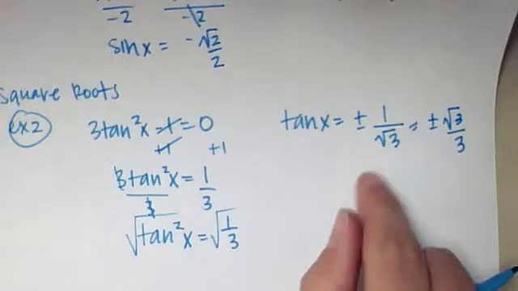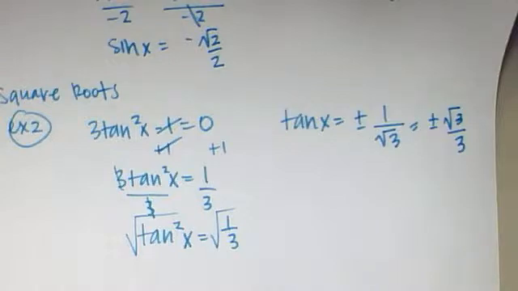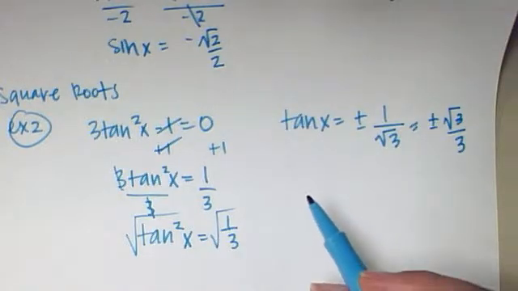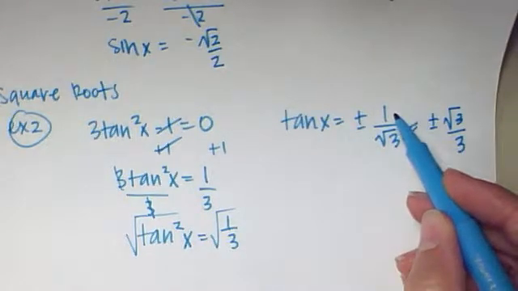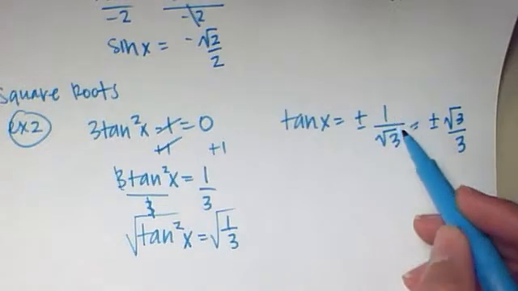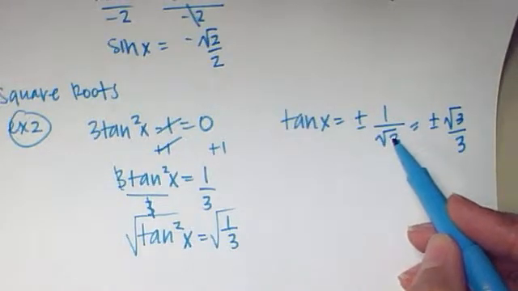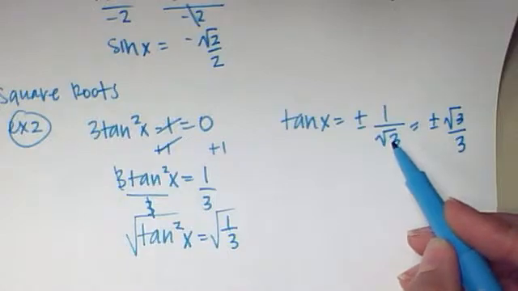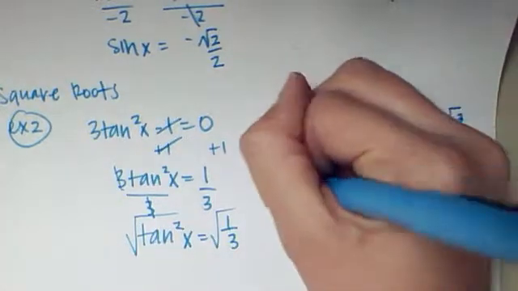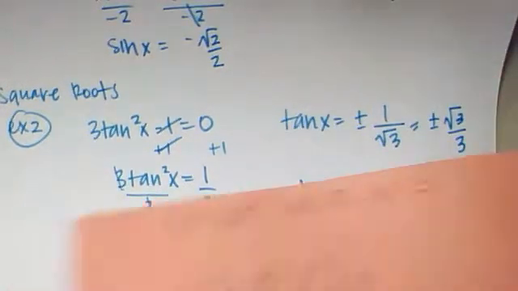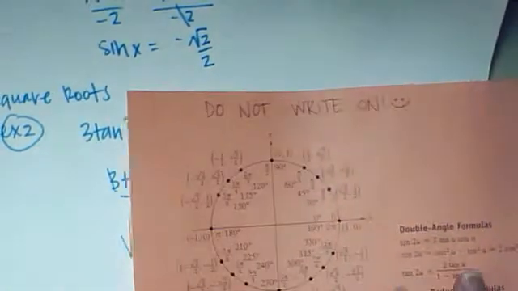This form right here is going to be easier for you to use when you're looking at your unit circle, because you'll think tangent is y over x, so anywhere your y is 1/2 or negative 1/2, and anywhere your x is negative square root of 3 over 2 or positive square root of 3 over 2. So there's going to be 4 different values here. The places where that happens, it can be positive or negative.